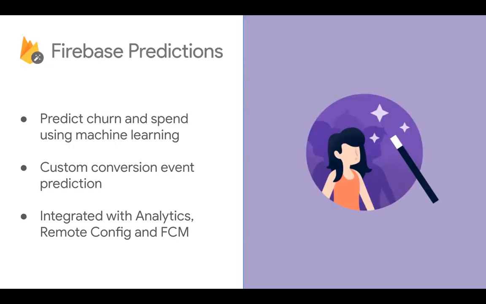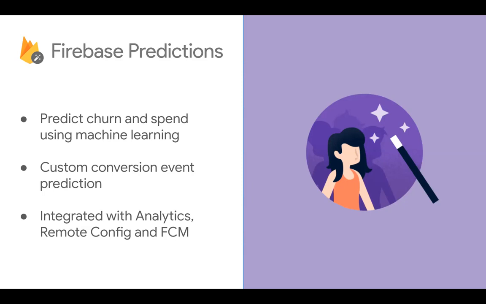Now, while analytics are great for knowing what your users have already done in your app, you may want to tailor the experience for users based on what they will most likely do next, such as making purchases or uninstalling your app. And it does that by studying their past behaviors or past behaviors of other users. Firebase predictions can group users into audiences based on their expected behavior by using machine learning models.